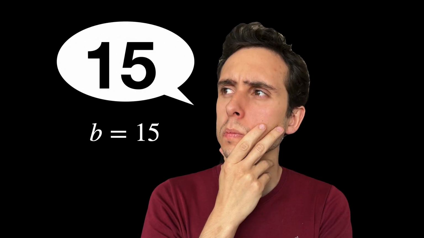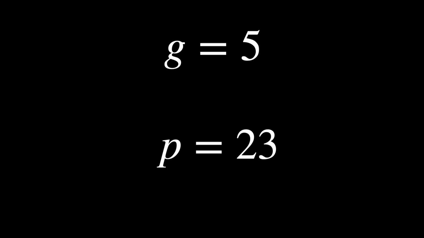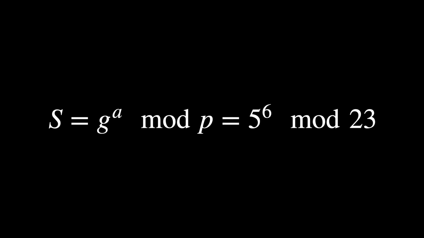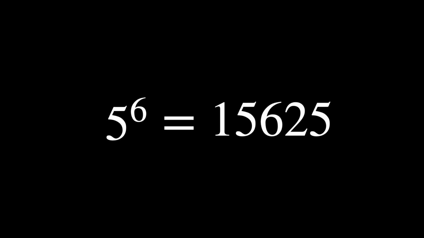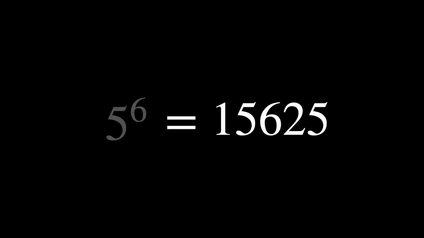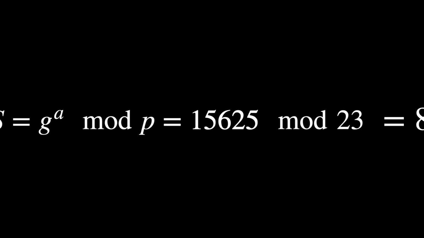Sophia uses the agreed upon base, G equals 5, and modulus P equals 23. And she calculates her public key, G to the power of A mod P, or 5 to the power of 6 mod 23. Computing 5 to the power of 6 gives 15,625. Then 15,625 mod 23 results in 8. So Sophia's public key is 8.